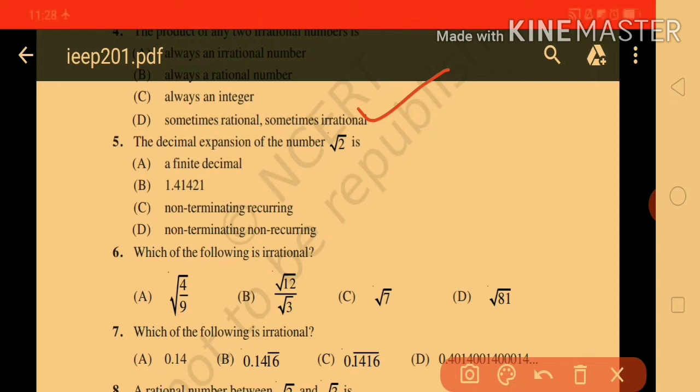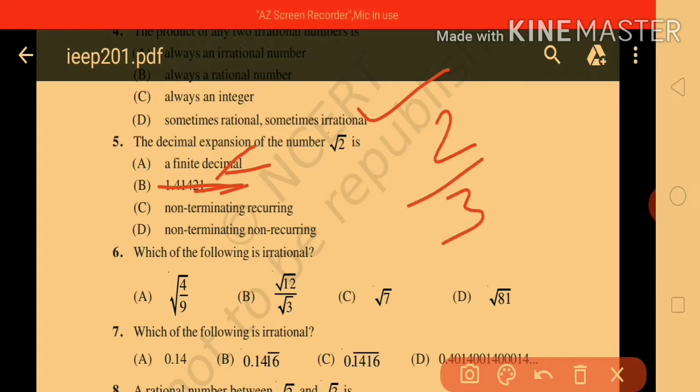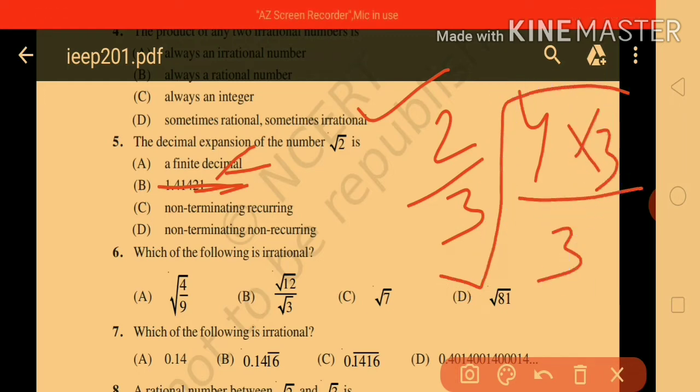The decimal expansion of the number root 2, we know that this is 1.41421, right? So you can take it directly. Which of the following is an irrational number? Okay, when you solve 4 by 9 under the root, you will get 2 by 3. This is a rational number. Root 12 can also be written as root 4 into 3, by 3, because I'm taking complete root, so you can cut 3 by 3. This becomes root 4.